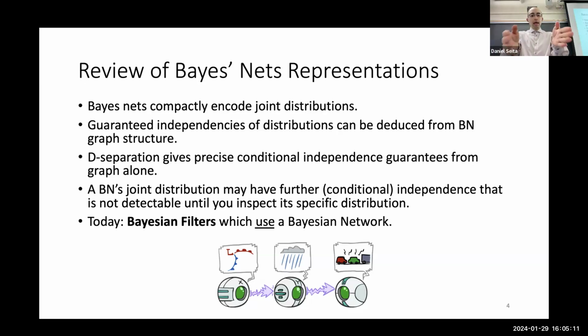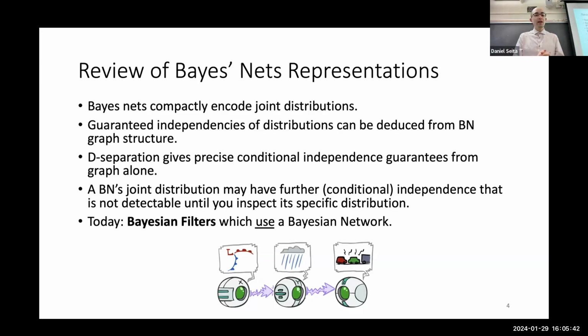Based on a Bayesian structure, on the nodes and where the arrows are pointing, you can guarantee certain independence assumptions just from looking at the Bayesian graph, without knowing the details of the conditional probability table and the numbers that go there. Just from the structure, the nodes and the edges of the graph. And you do that with the d-separation procedure that we talked about.